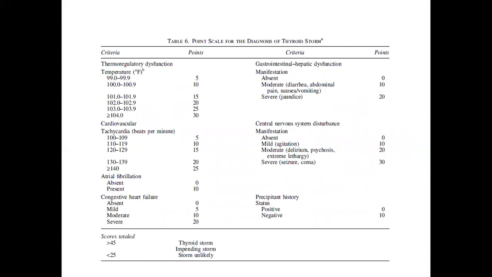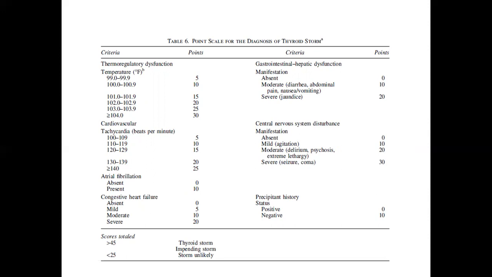So, the point scale for the diagnosis of thyroid storm. These are the different points. For thermoregulatory dysfunction, different categories are given different points. If the temperature is between 99 and 99.9, the patient is given 5 points. If it is between 100 and 100.9, the patient is given 10 points. Between 101 and 101.9 is given 15 points. Likewise, in patients with a temperature of greater than 104, 30 points are given.